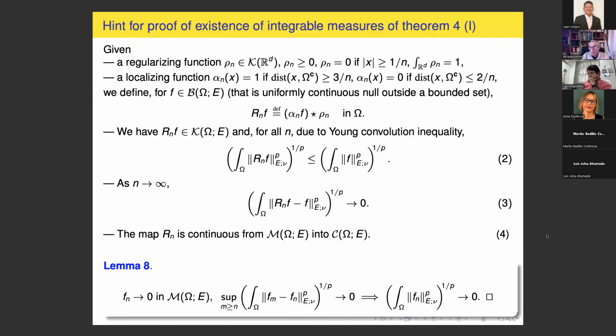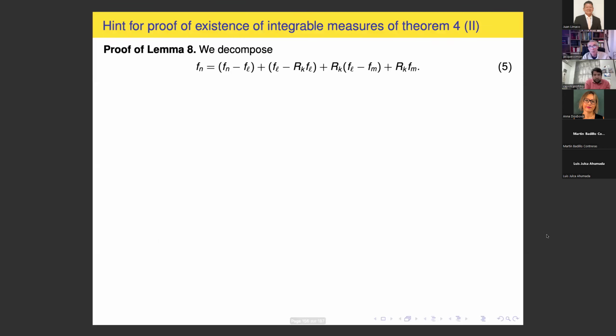And the hard point is only to see that if Fn is a sequence that goes to 0 in the space of measures, and if it is a Cauchy sequence for the power p for every semi-norm, then the integral of Fn to the power p for every semi-norm goes to 0. And to prove this, we decompose Fn as Fn minus Fl plus Fl minus the regularized of Fl plus the regularized of Fl minus the regularized of Fn plus the last term.